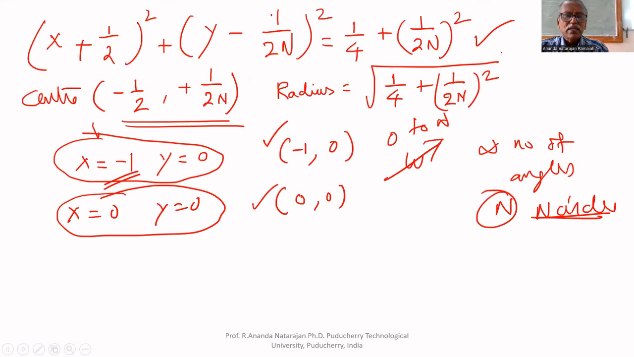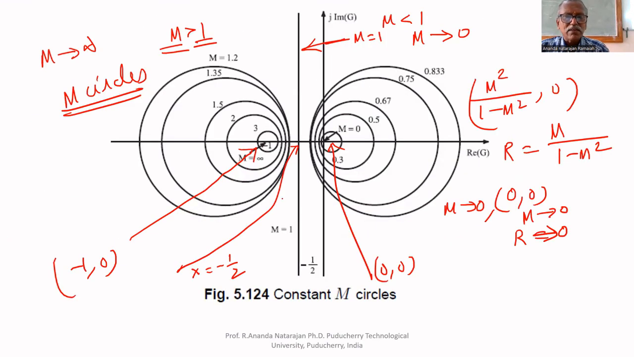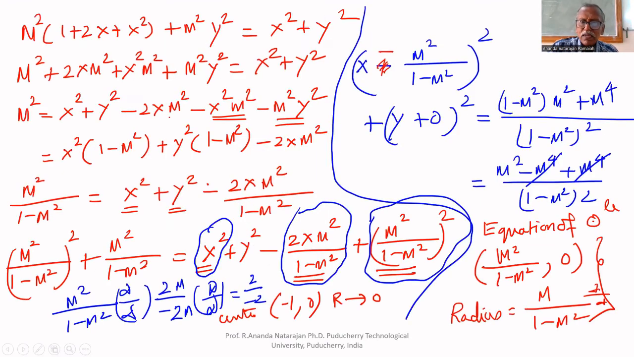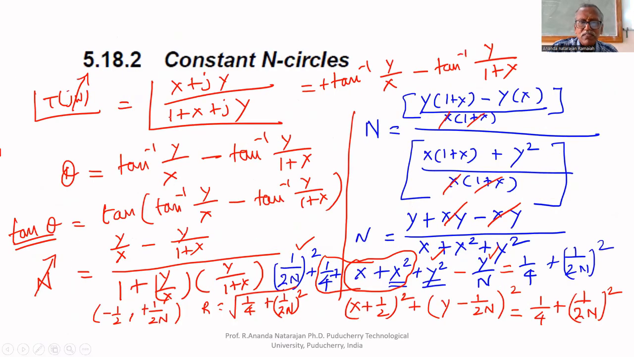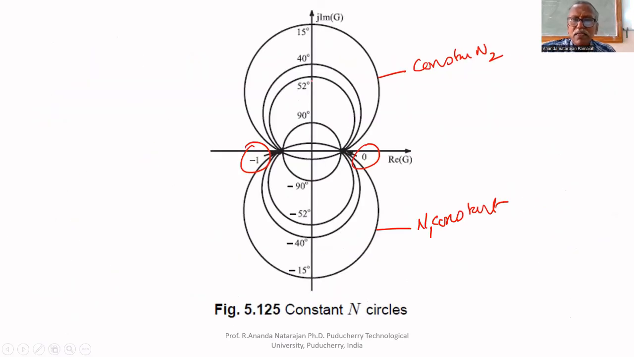In the same way, here also the m circle is a constant m circle. In the entire circle, the value of m is constant. Here, the value of m is 1.35, constant everywhere. The m value, that is magnitude, is constant. Here, everywhere, the phase is constant. The angle is constant. That is called the n circle. If magnitude is constant, it is the m circle.